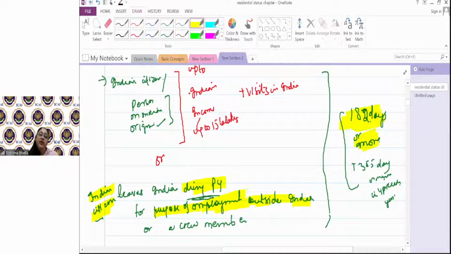Okay. If I am an Indian citizen or a person of Indian origin already staying abroad, I come on visits in India and my Indian income is up to 15 lakhs, तब भी खाली 182 days वाला condition देखना है, 60 days वाला नहीं देखना. Or I should say, वहां पे law has written substitute 60 days with 182 days. So technically it becomes 182 days or more in the current previous year plus 365 days in the 4 preceding years.